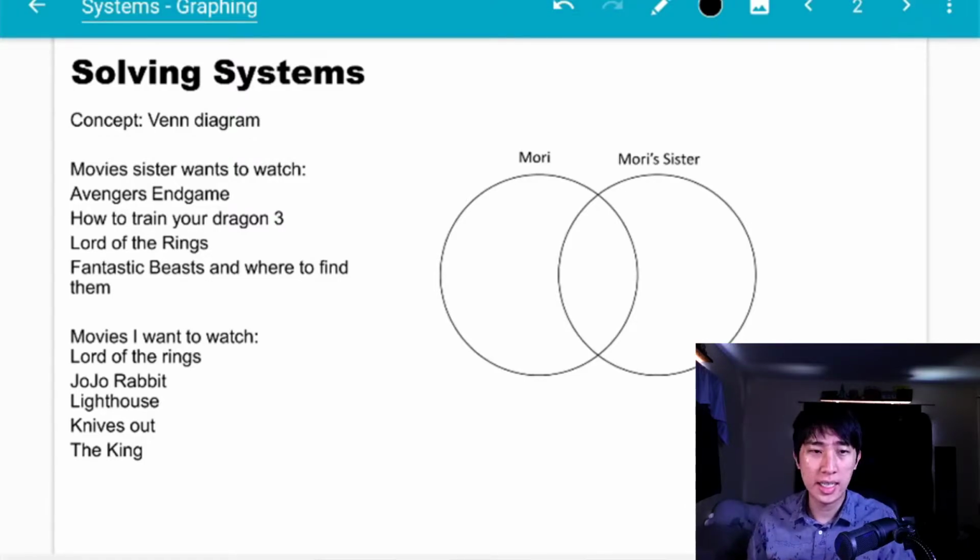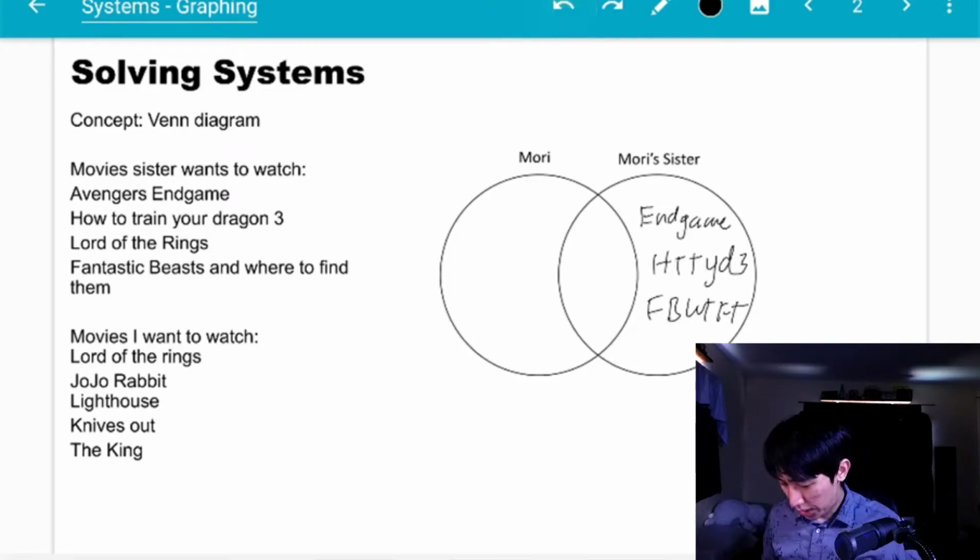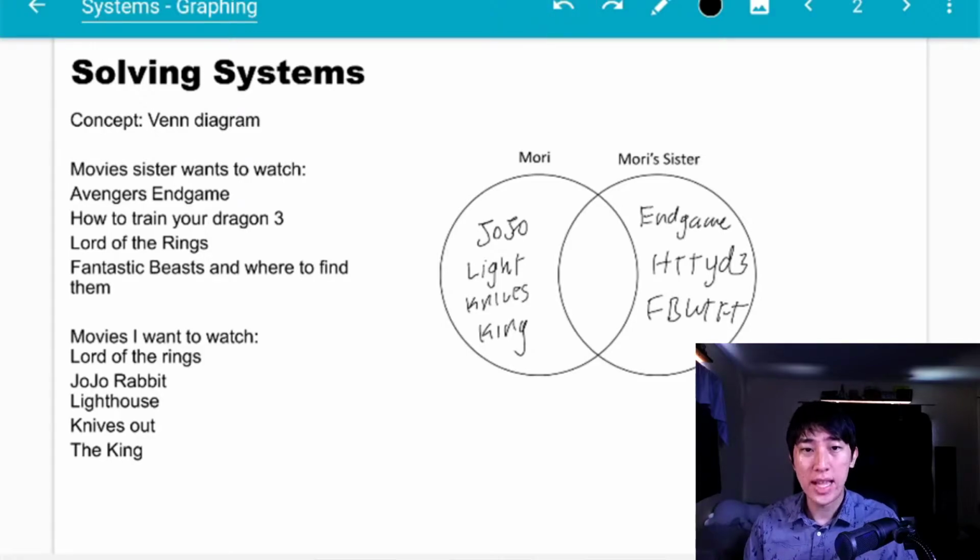So let's just list them: Avengers Endgame, How to Train Your Dragon 3, Lord of the Rings, Fantastic Beasts and Where to Find Them. If we pop those on there, this circle is telling me, hey, these are all the movies that my little sister wants to watch. Now, if you look at all the movies that I want to watch, we just put them in that other circle.